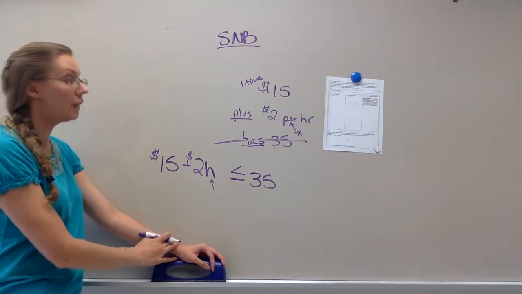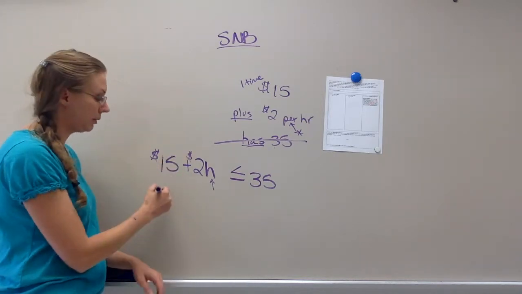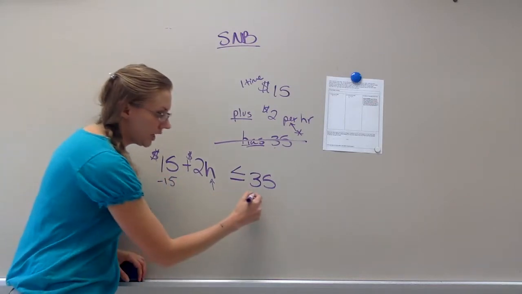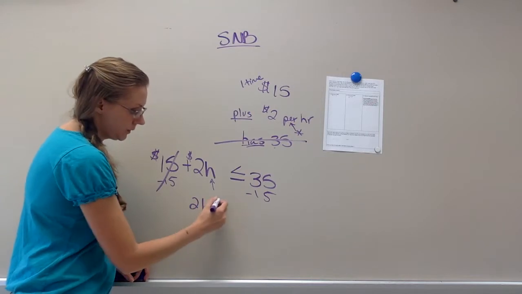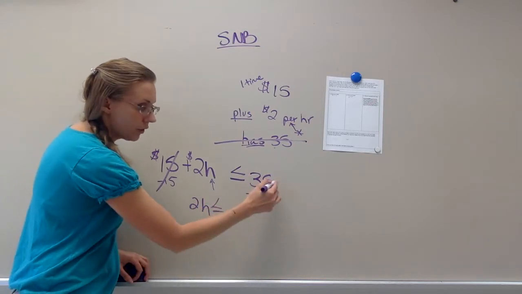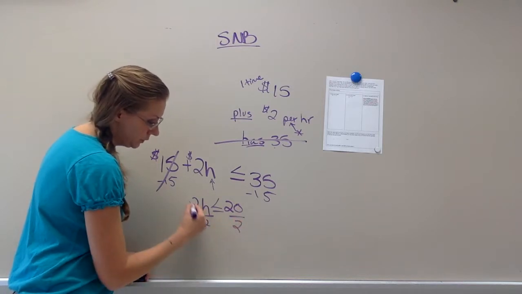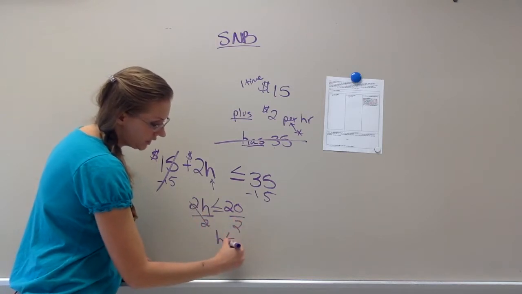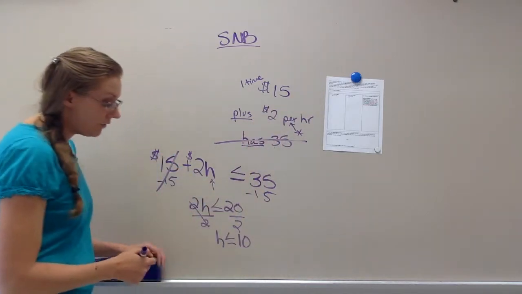Okay. Now to solve this inequality, we're going to do what we did in the first 2 problems. Subtract 15 from each side. I'm going to be left with 2h is less than or equal to 35 minus 15, which is 20. Divide by 2, divide by 2. H is less than or equal to 10. Okay, it doesn't say we need to graph this.